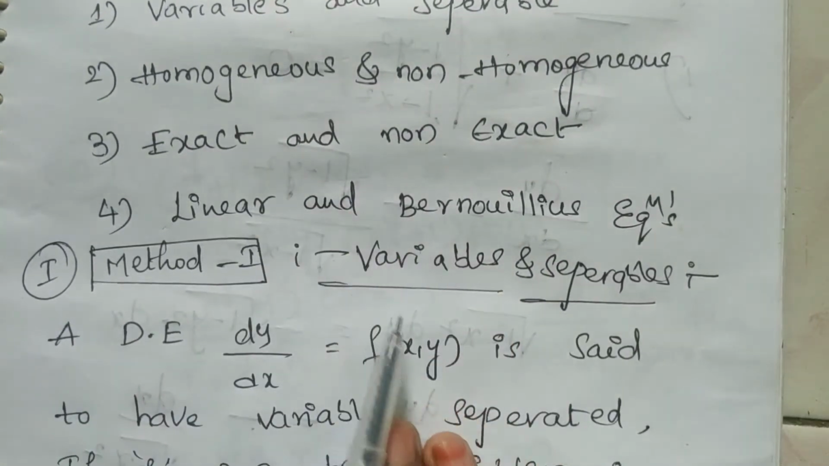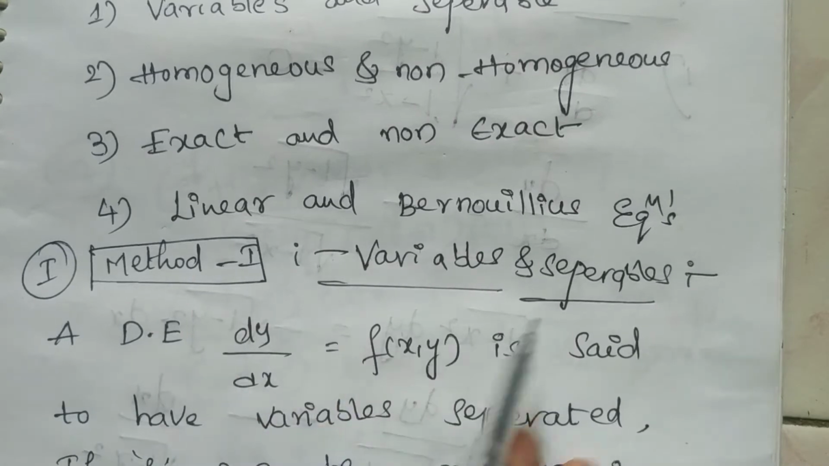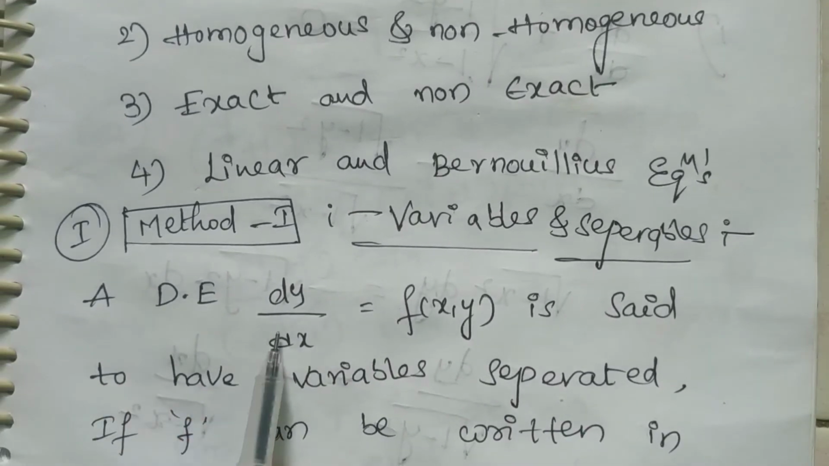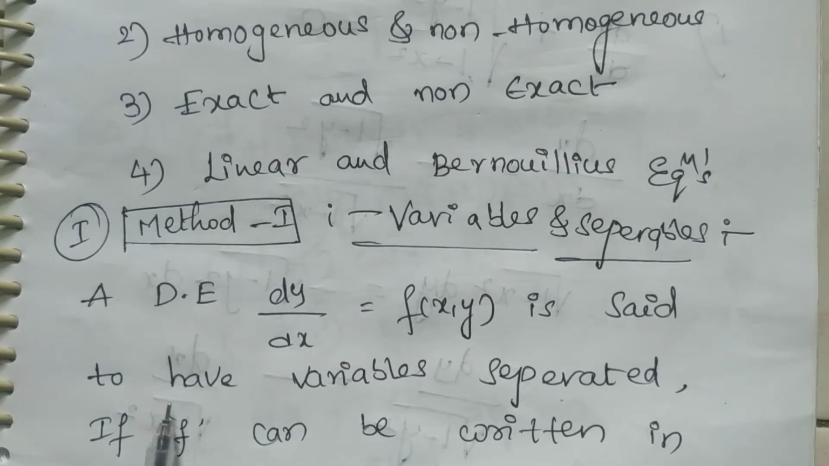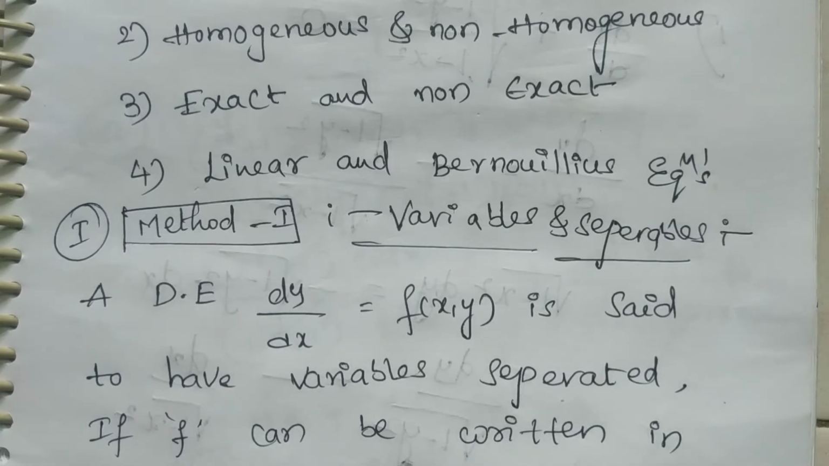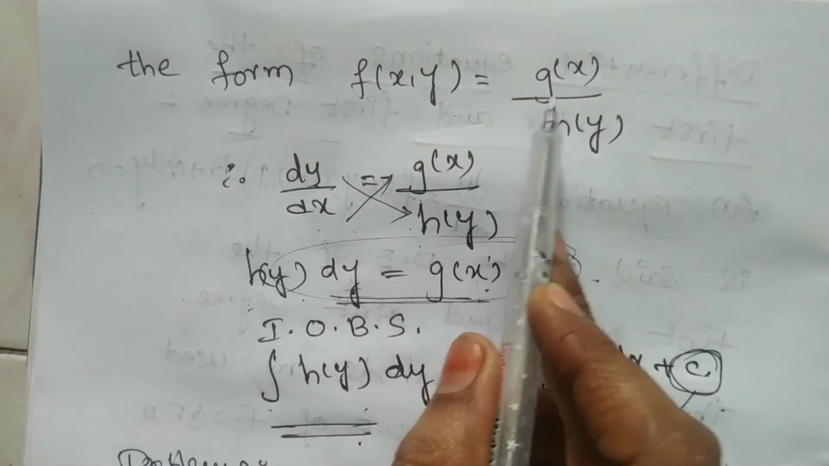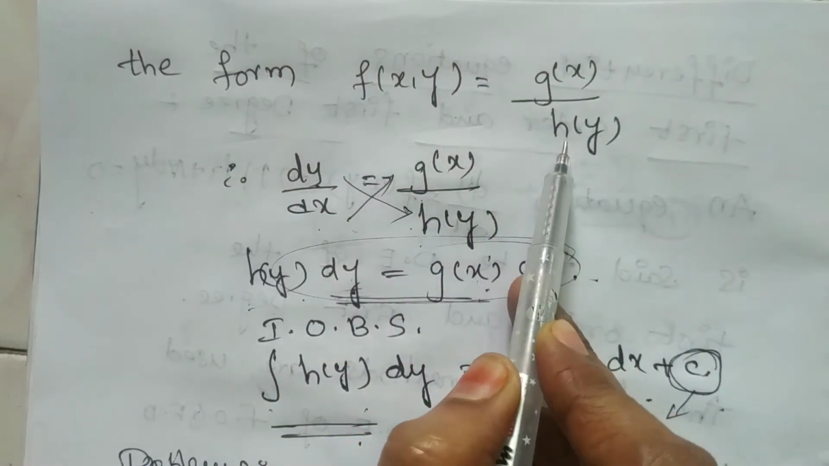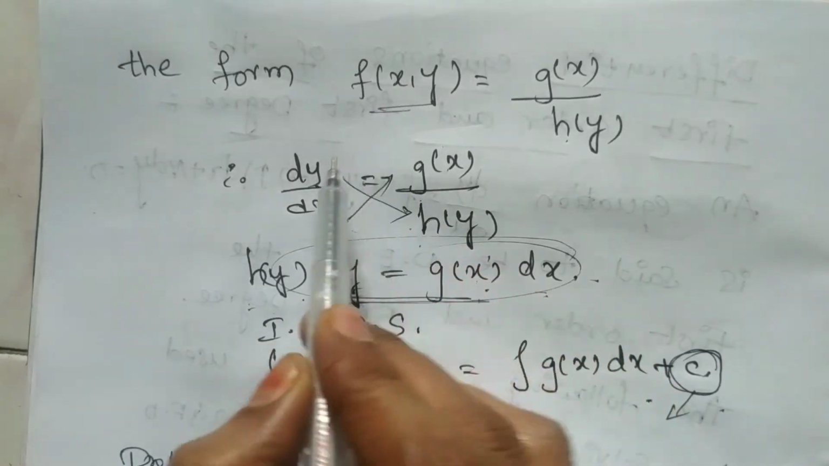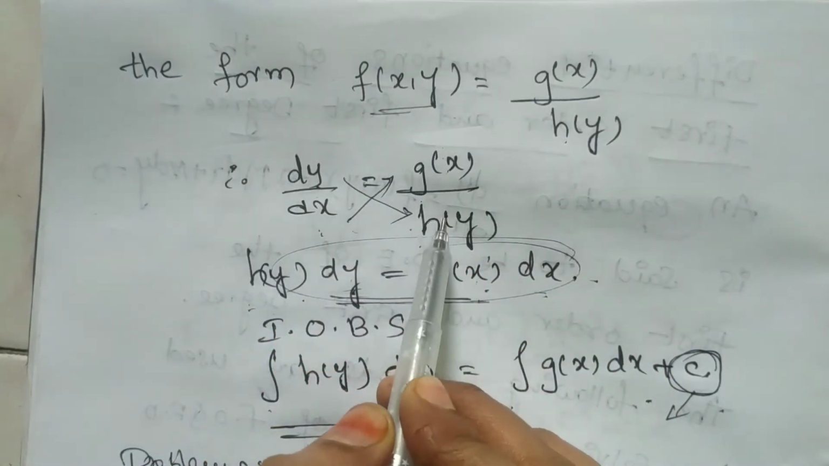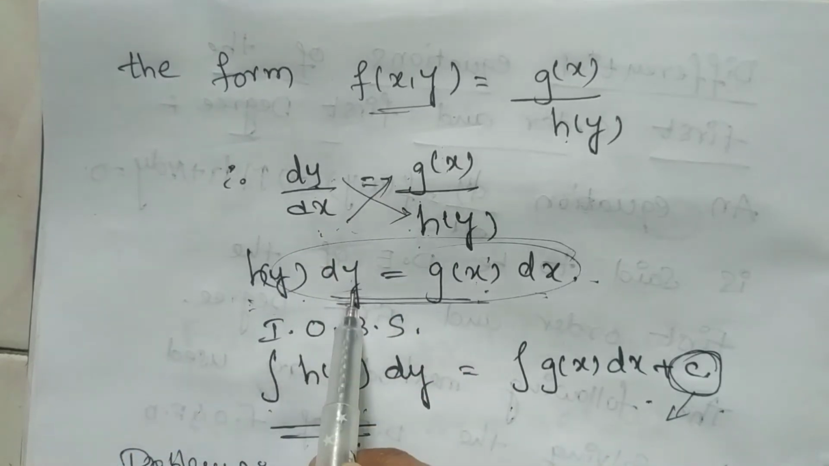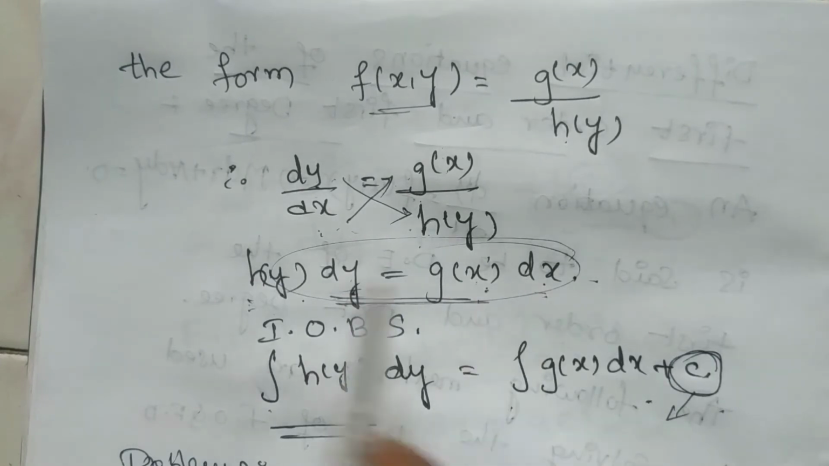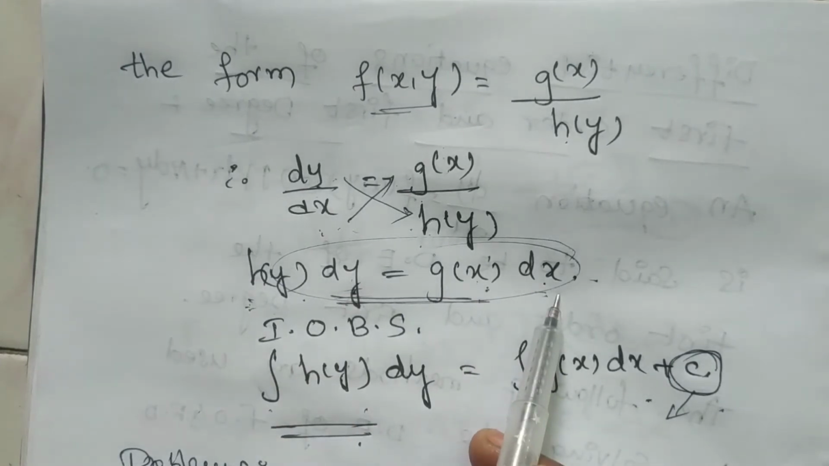A differential equation dy by dx equal to f of x comma y is said to have variables separated if we can write it in the form dy by dx equal to g of x by h of y. So cross multiplying, we get h of y dy equal to g of x dx. So here the y terms are on one side and the x terms are on the other side.